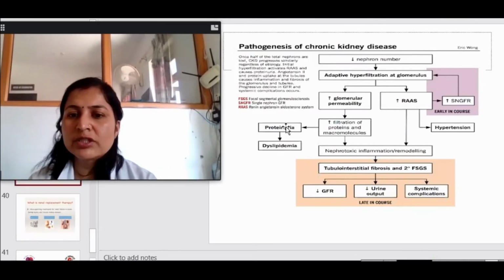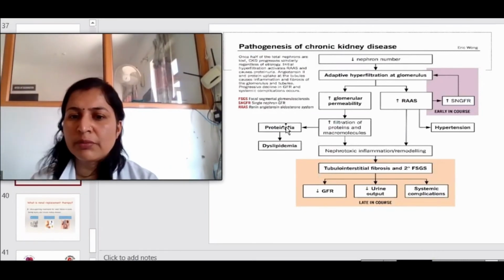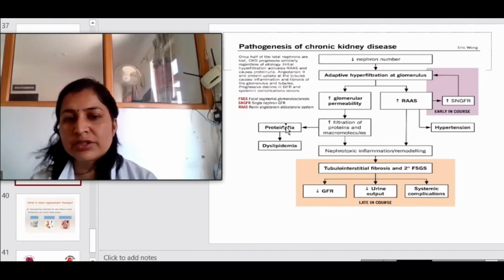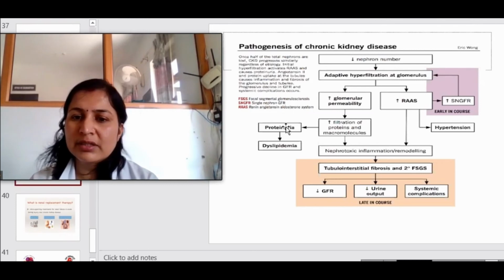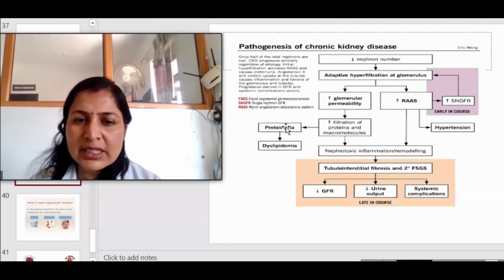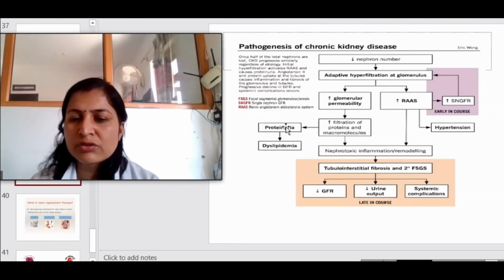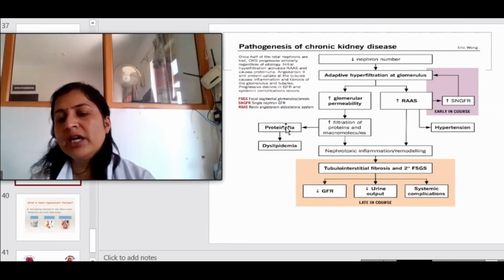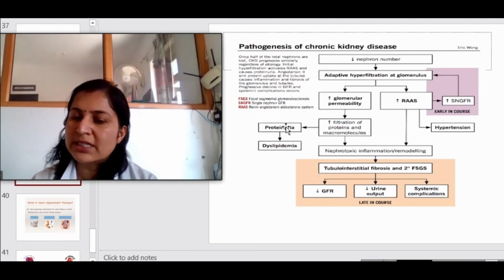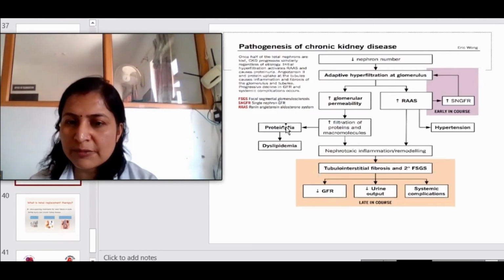Because of that, there will be increased glomerular permeability, and there will be filtration of some proteins and molecules that are not normally filtered. So there will be proteinuria and dyslipidemia. At the same time, oxidative stress will be increased. The renin angiotensin system will be activated, causing inflammation and remodeling. Ultimately, there will be tubulointerstitial fibrosis and secondary focal segmental glomerular sclerosis.